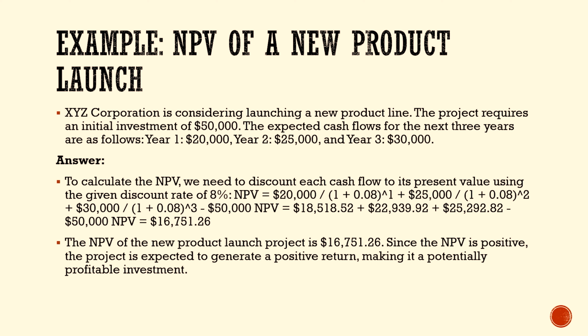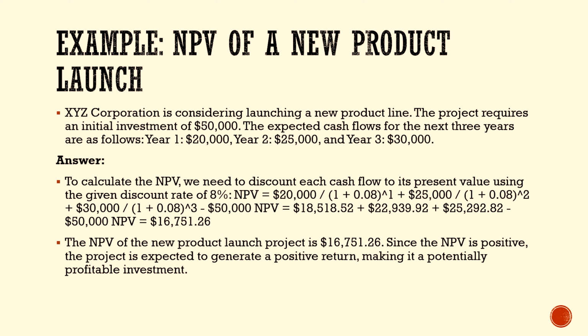For example, company XYZ is considering launching a new product line. The project requires $50,000 of initial investment. The expected cash flows for the next 3 years are as follows. Year 1, 20,000, year 2, 25,000, year 3, 30,000. To calculate NPV, one can discount all of these cash flows back using an 8% discount rate and minus, in the end, 50,000, which is the value of the initial investment.